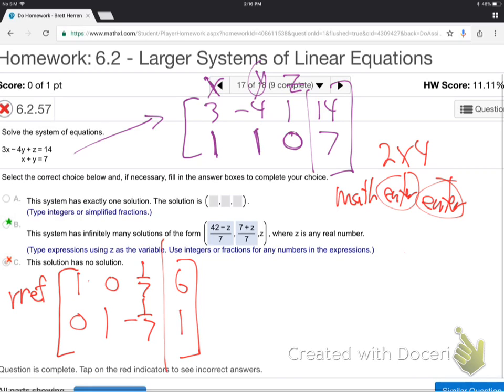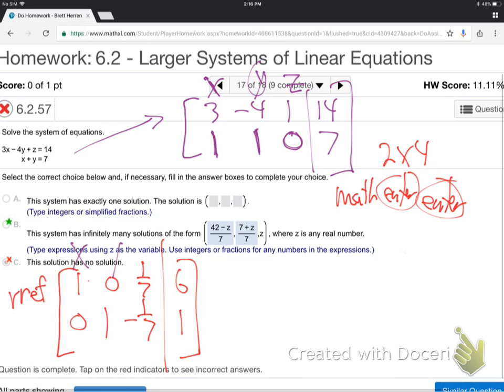Is it a no solution? It's not a no solution either, because what's no solution? All zeros and a number. We don't have that. It's not a no solution. It's not a normal one. So what is it? It's an infinite solution. Infinite. How do we know what exactly those are? Well, let's just write them out.